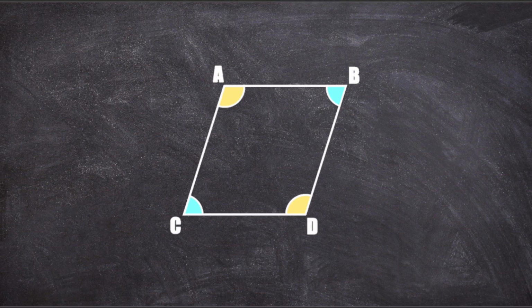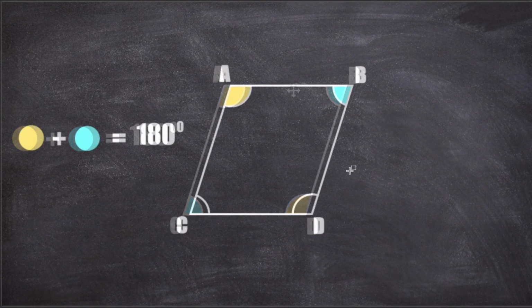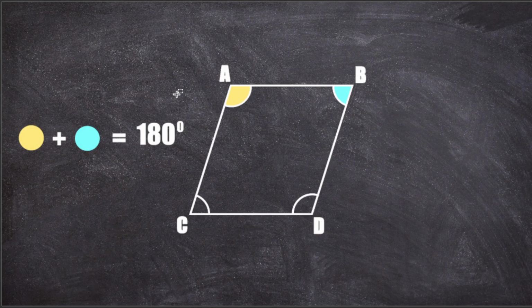The other property is that adjacent angles are supplementary. That means that they add up to 180 degrees. If you're not sure what we mean by adjacent, it just means the two angles that are at each end of an edge. So you have four edges, and at the end of each edge, you have an angle. Those angles are adjacent. So for the top edge, these two are adjacent. For the bottom edge, these two are the adjacent angles. For the right edge, it's these two. And for the left edge, these two are the adjacent angles.